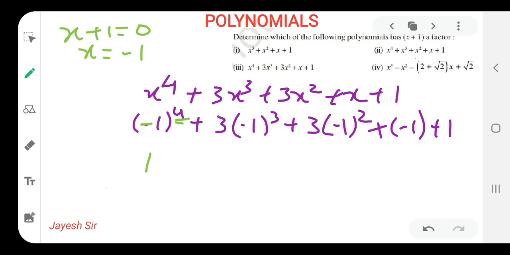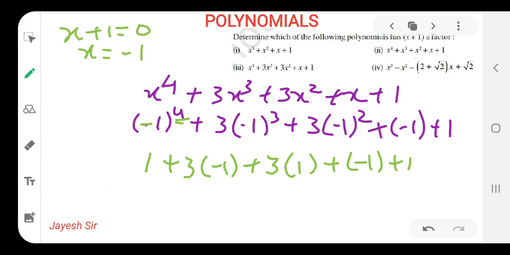Now what we are supposed to do, 3 into minus 1 cube, as here the power is an odd number, the minus sign would be there, friends, and 1 cube is 1 only. So our answer would be 3 into minus 1 plus, here the sign is minus and the power is an even number, so minus 1 square will become plus 1, and minus 1 as it is, plus 1. Now what we are supposed to do, friends? So 3 into minus 1 will become minus 3, and 3 into plus 1 will become plus 3, plus minus, that means minus 1 and plus 1.